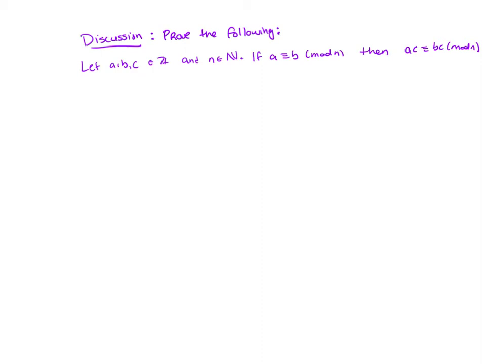All right, now it's your turn to try one of these. So I want you to see if you can prove the following. Given integers a, b, and c, and a natural number n, I want you to show that if a is congruent to b mod n, then a times c is congruent to b times c mod n. So go ahead, see if you can work that out using a nice direct proof, and we'll talk about that in class.